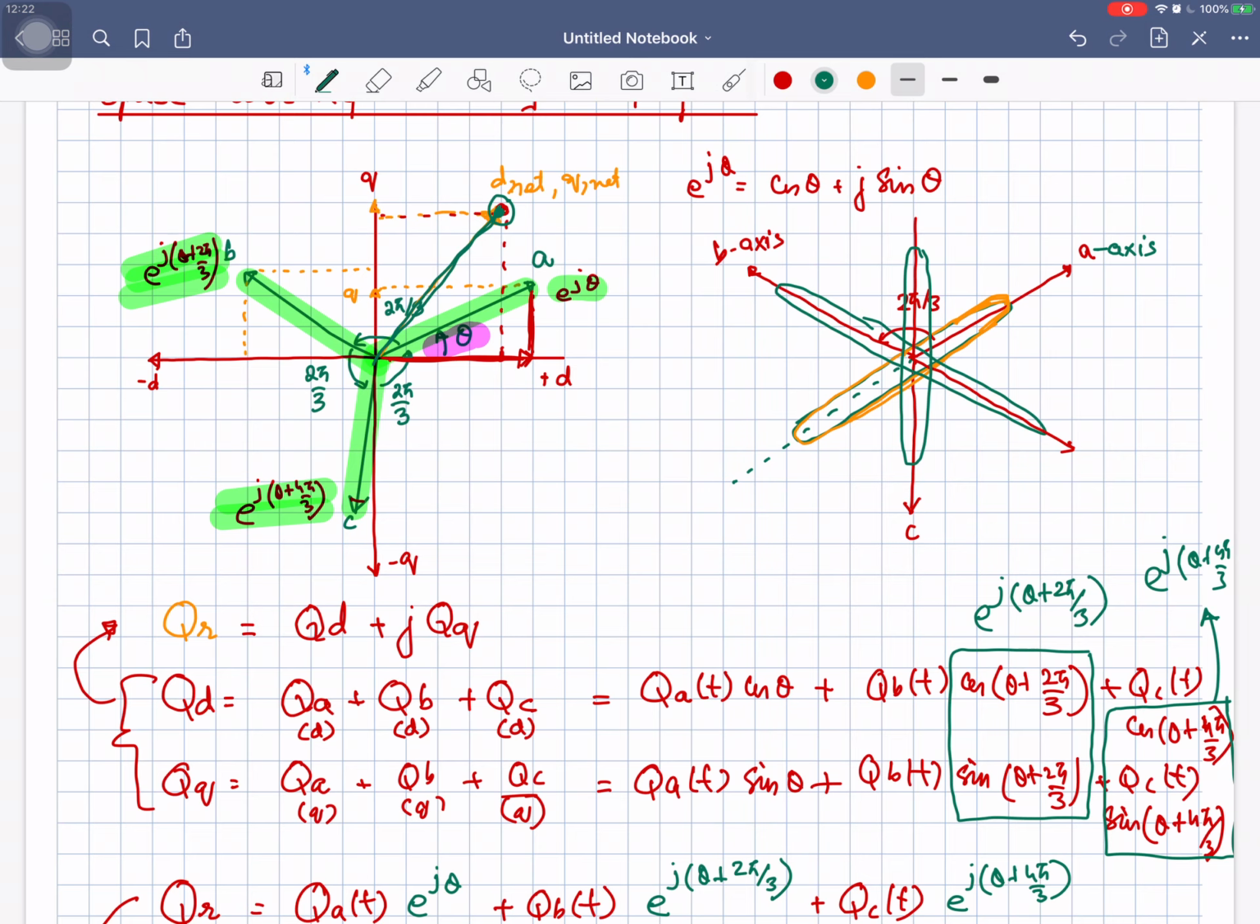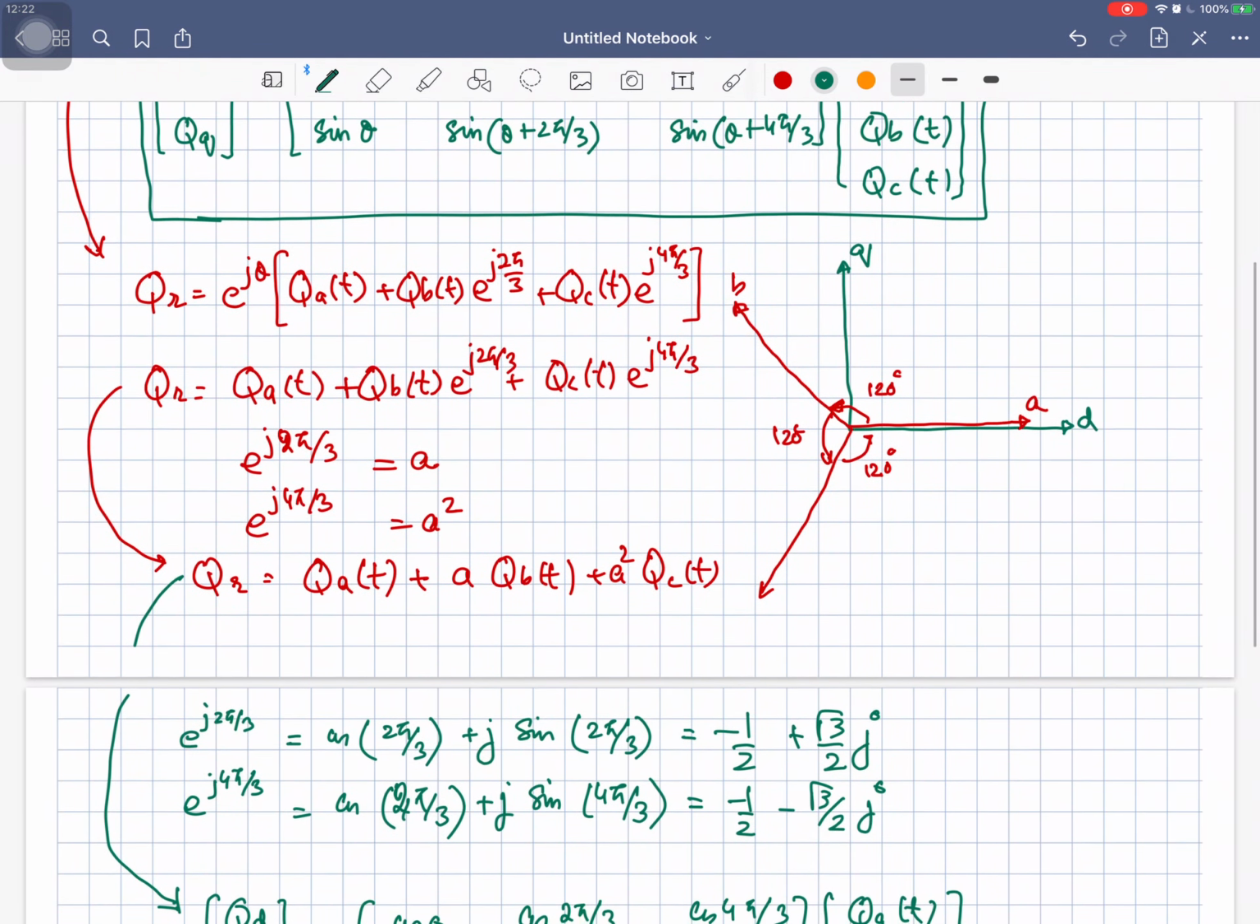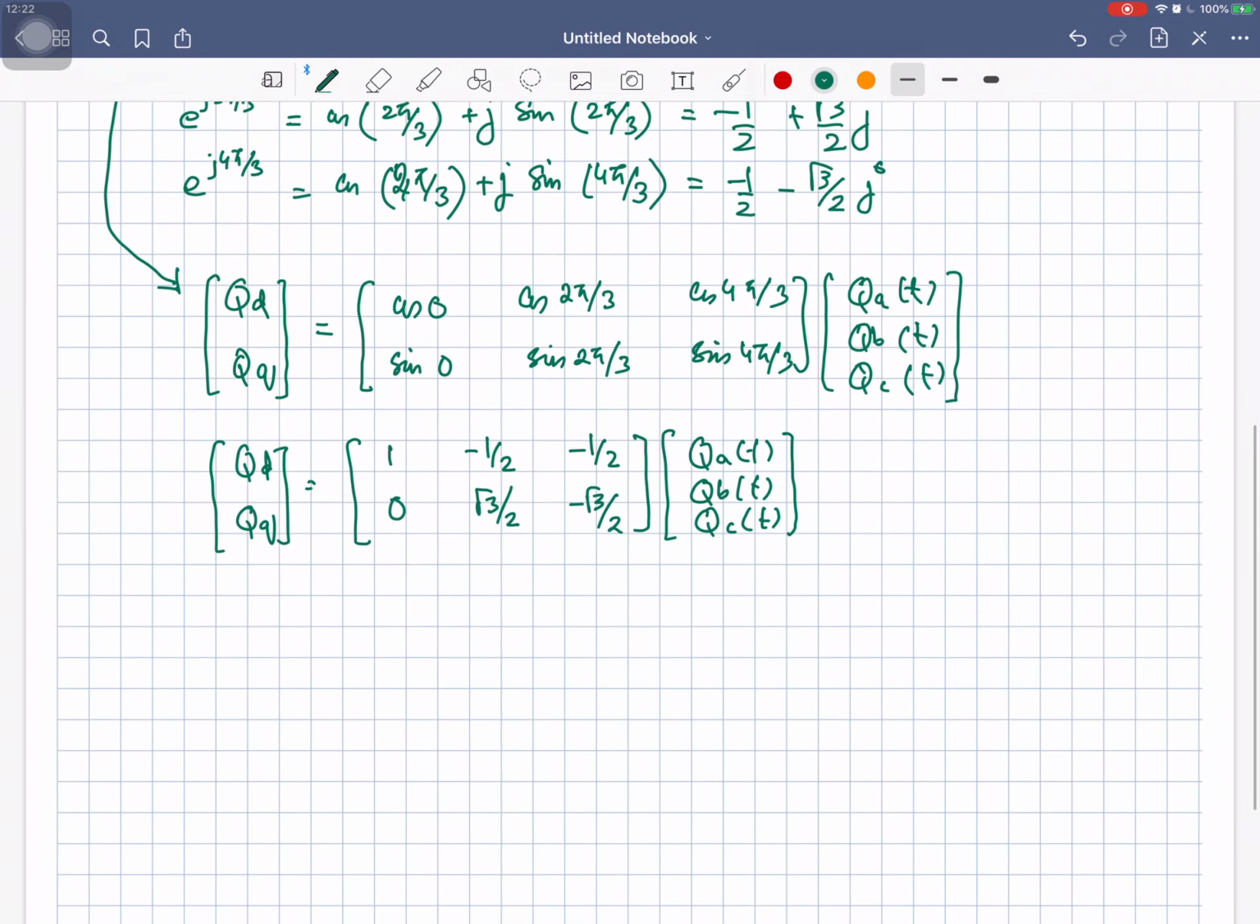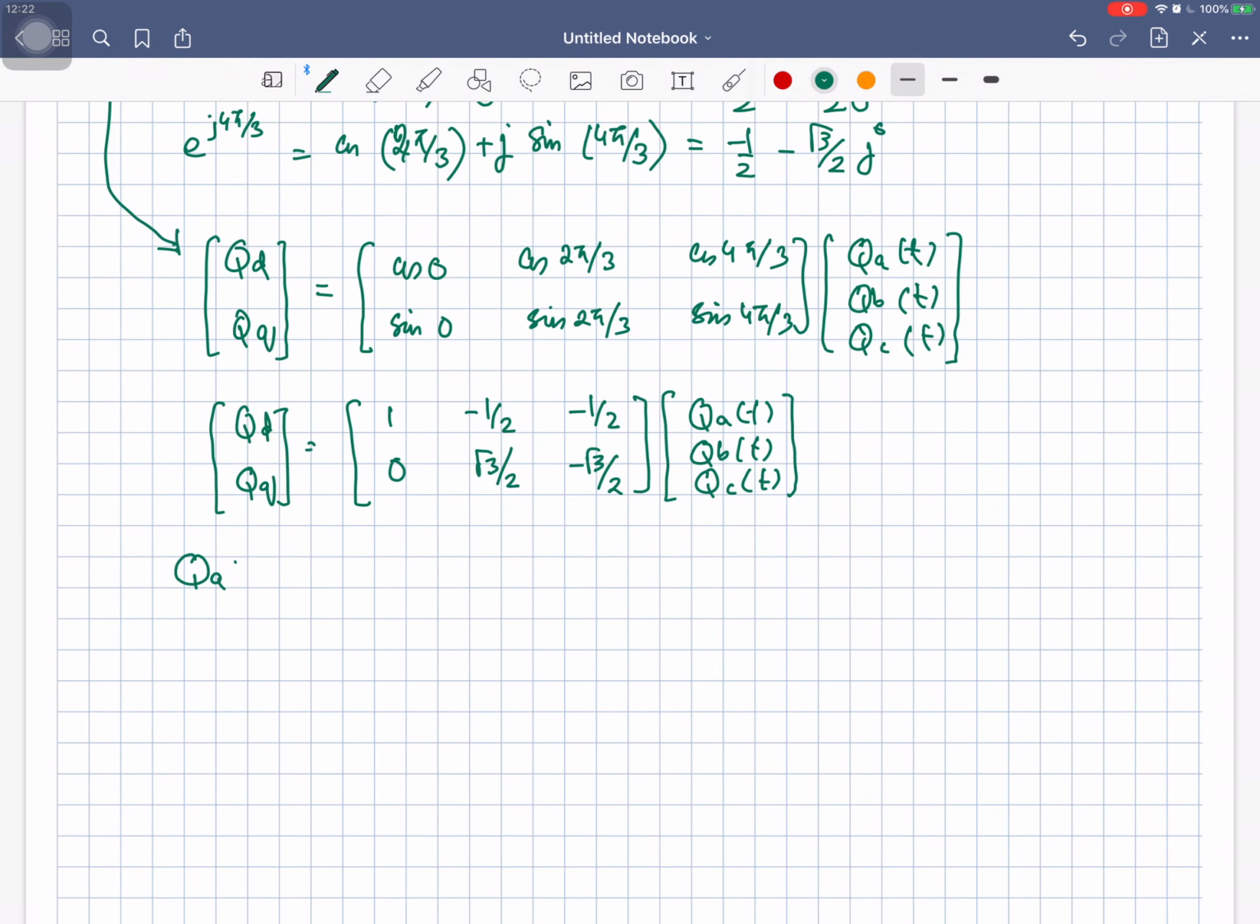At the other instant of time, the quantities along the A axis, B axis and C axis will change, because this QAT is basically, let's suppose, a sinusoidal function varying with time. Then QBT, let's suppose, is sine of omega t minus 2 pi by 3, because phase B should be at an angle of 120 degrees, either leading or lagging. So for the positive sequence, it is at an angle of 2 pi by 3. And phase C can be written as sine of omega t minus 4 pi by 3.